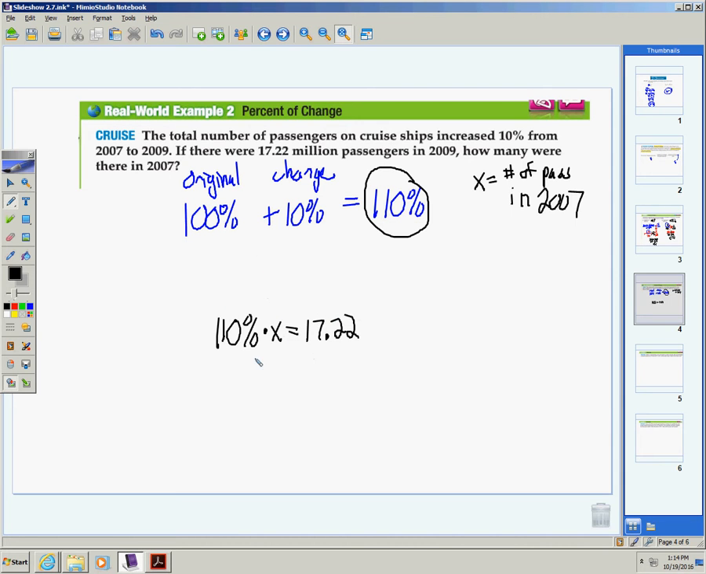And before we solve this problem, I just need to convert from a percent to a decimal. The way you do that is just to divide by 100. So I do get 1.10x equals 17.22. And now that I have this, I can actually go ahead and solve the equation. So what I'm going to do is divide each side by 1.10. And I find out that in 2007, there were about 15.65 million.